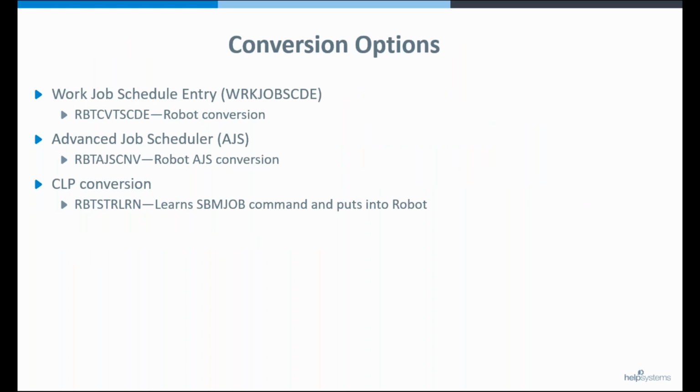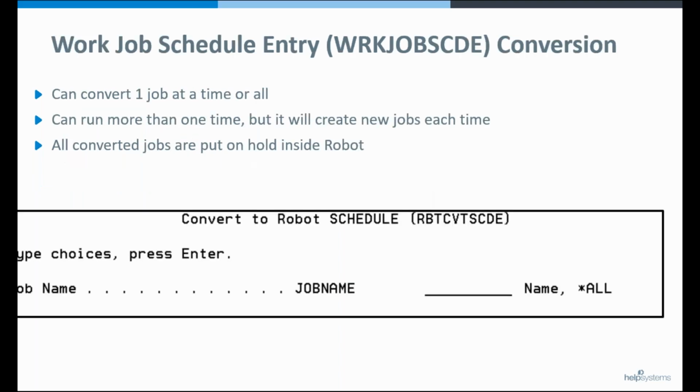Okay. So we have built into Robot Schedule some commands that you can use and documentation that goes along with it. So if you go out to our website in the community portal, you'll find a PDF for each of these topics. RBT convert schedule entry is for the work job schedule entry. I'll show you that one. There's a RBT AJS conversion too to read in the advanced job scheduler jobs. And then a longtime good friend of ours, Robot Start Learn, has been in the product forever, and it can learn SMIT job processes from your menu system and build Robot Schedule jobs out of them. And I'll show you that today. So on to the next.